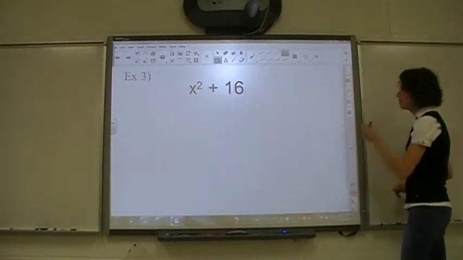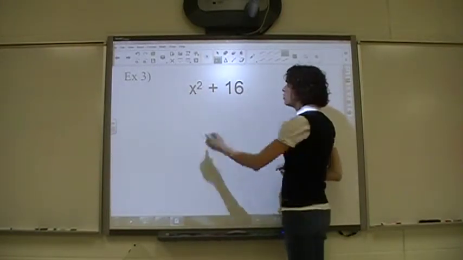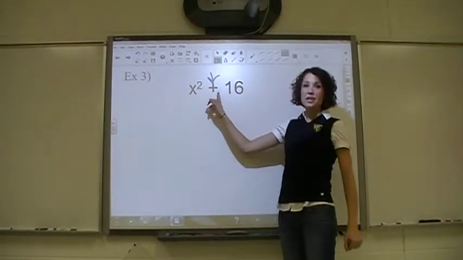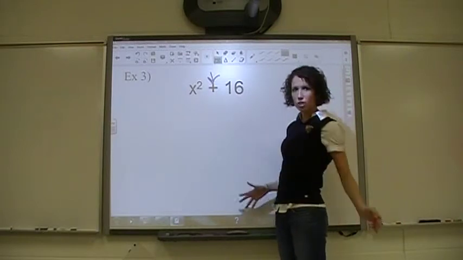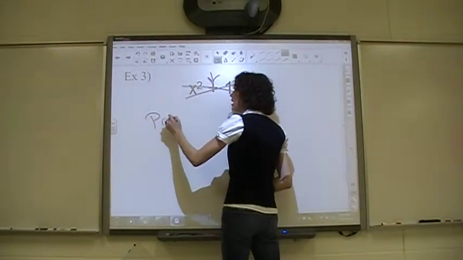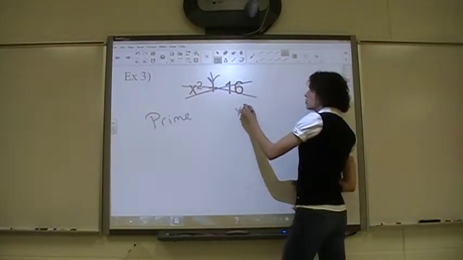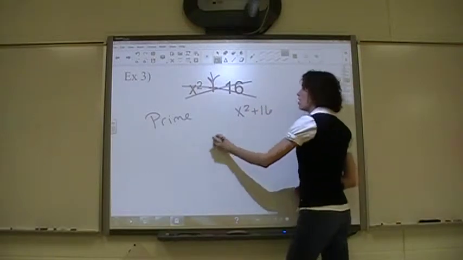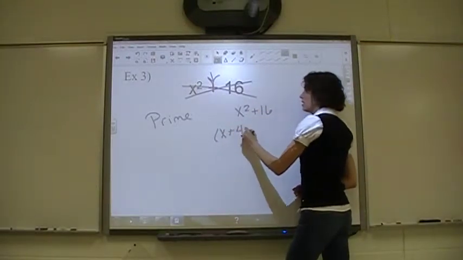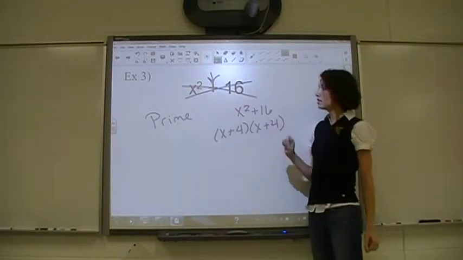All right, let's look at another one. We've got x squared plus 16. So in the middle, we have a plus sign, which is a big no-no. You cannot do this. This answer is prime. Because if you think about it, a lot of students will say, oh, we've got x plus 4 and x plus 4, because yes, x squared is a perfect square and so is 16.